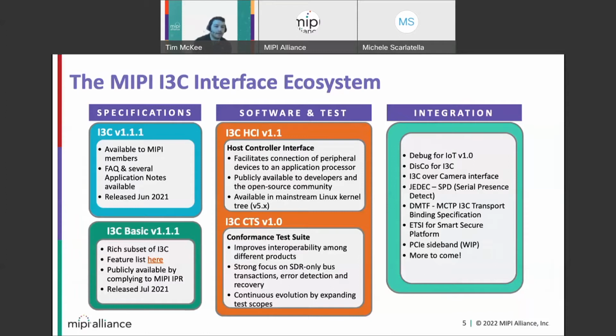So let's talk about the I3C interface ecosystem a little bit. If you look at the left with our specifications, there's the I3C version 1.1.1. This is our version that's available to MIPI members. There's also an FAQ, app notes, and this was just recently released. So this is our full specification. Now, in addition to that, we also have our I3C Basic, which is a subset of the full version. It is publicly available by complying to the MIPI IPR, and it was also just recently released. So this is more of our public version that's available for everyone.